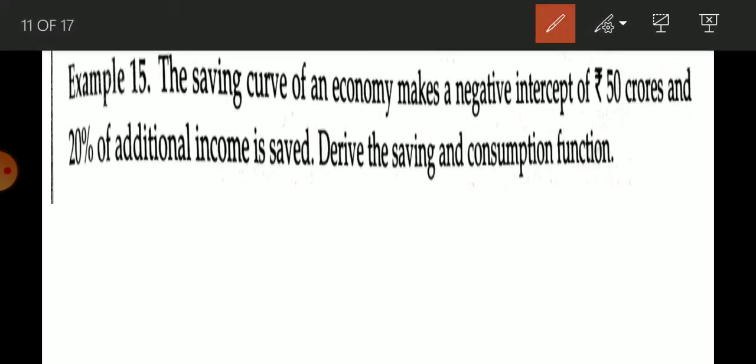Next question. The saving function of an economy makes a negative intercept of rupees 50 crore and 20% additional income is saved. Additional means what? We are talking about marginal, M. And saved means S. So we are talking about MPS. MPS is 20%, so when we take 20% of 1, it will be 0.2. So the value of MPS is given as 0.2.